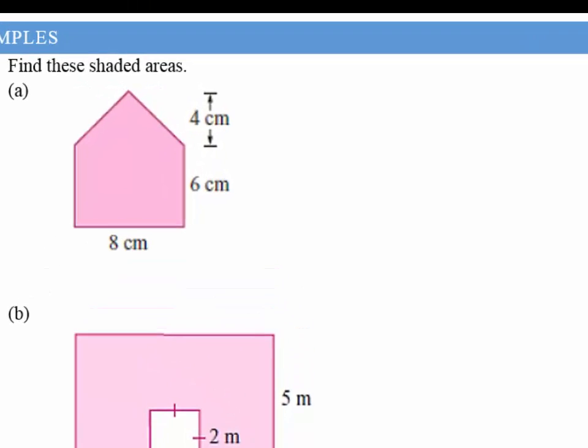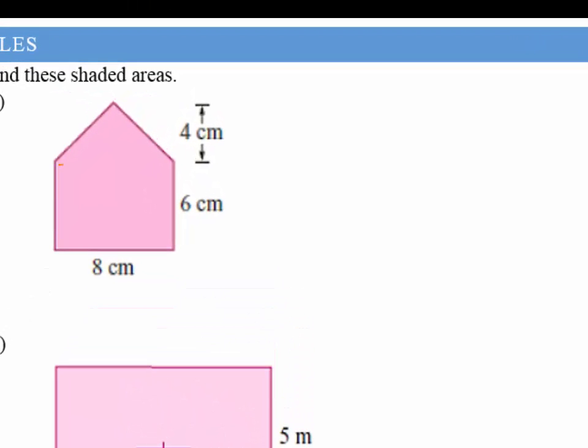Find the shaded areas. So I want you to look at this shape and you can see, hopefully, that what you have here is a rectangle and a triangle. The triangle has a base and a perpendicular height. So we can divide this into two areas, area 1 and area 2. For area 1, we have a triangle, which is half base times height, which is a half, the base is 8 and the height is 4. And if we work that one out, you should get 16 centimetres squared.